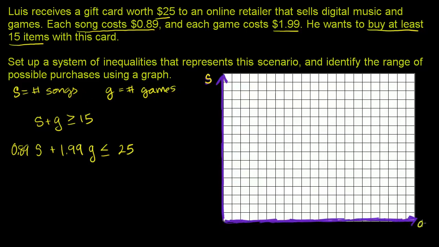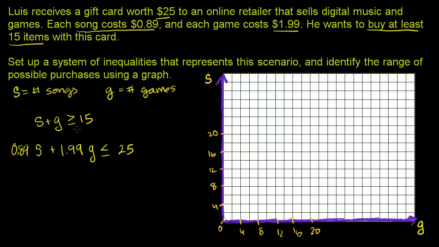Number of games. And just to make sure that we can fit on this page, because I have a feeling we're going to get to reasonably large numbers, let's make each of these boxes equal to 2. So this would be 4, 8, 12, 16, 20, and so on. And this would be 0, 4, 8, 12, 16, 20, and so on.